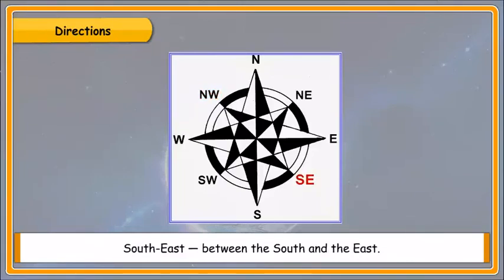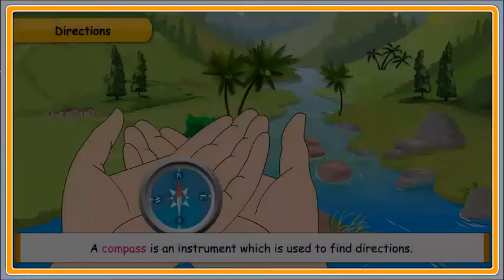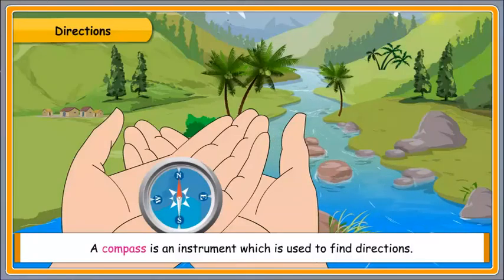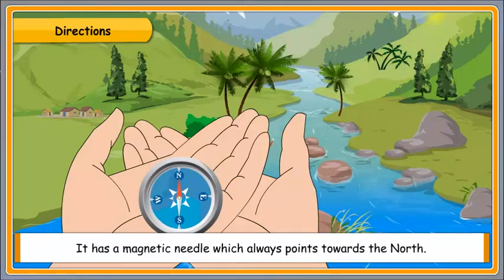southeast, between the south and the east; southwest, between the south and the west. A compass is an instrument which is used to find directions. It has a magnetic needle which always points towards the north.